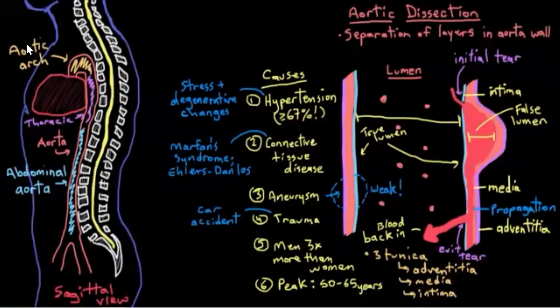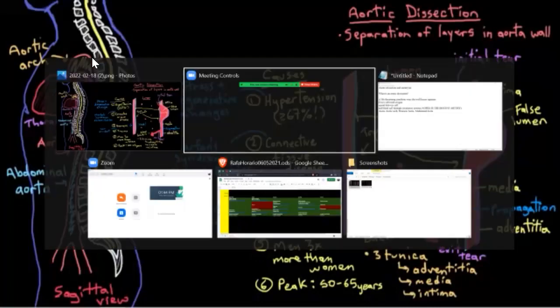And this is sagittal, okay? And so we can divide it into sections like the aortic arch, the thoracic aorta, and the abdominal aorta, all right?